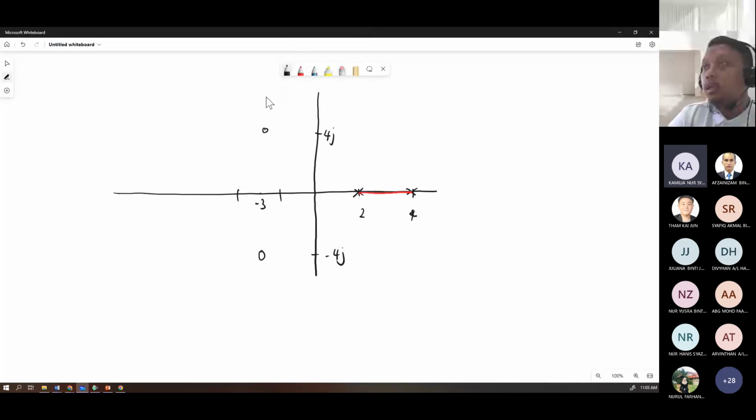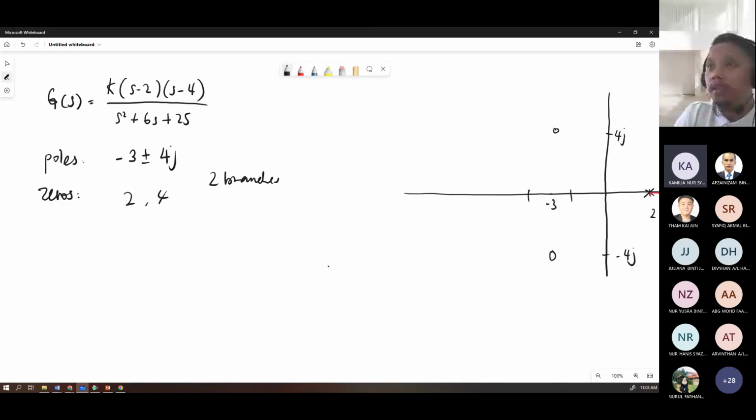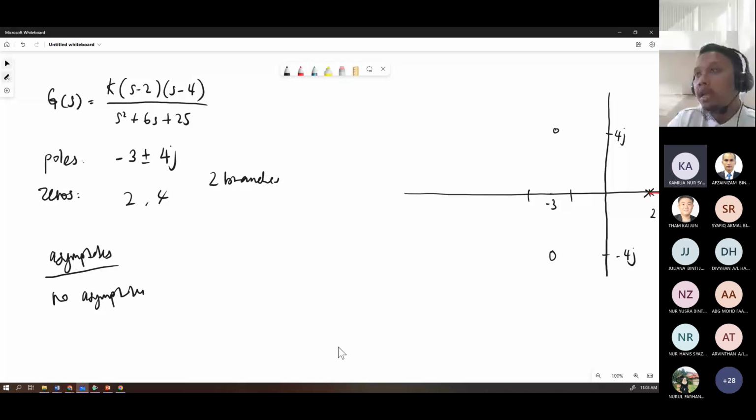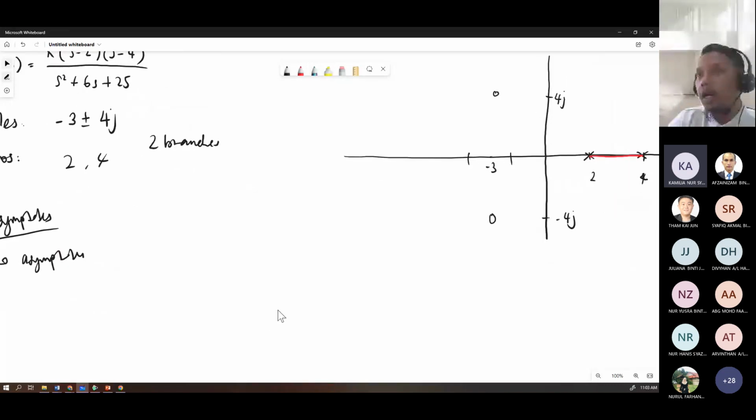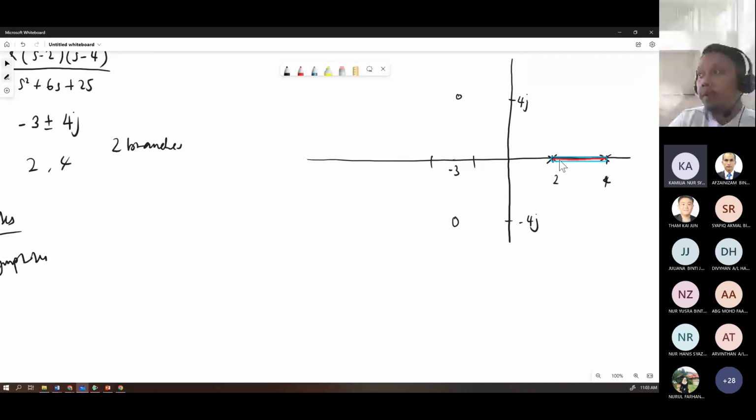Okay. And then we can determine the asymptote. So again, asymptote, because poles and zeros are the same amount, so no asymptote. Then we can determine the angle of the breakaway point. Okay, it's a breakaway because the root locus starts here and then breaks away meeting the zeros. So breakaway point.